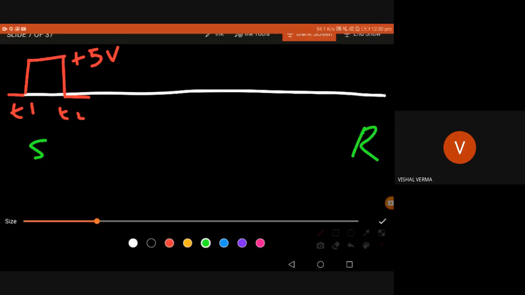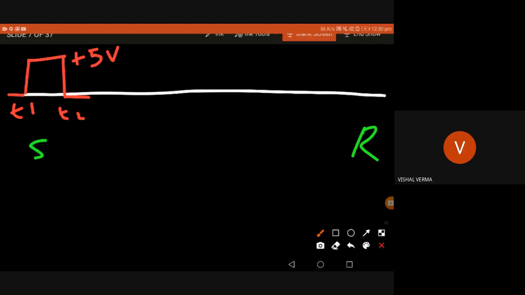Initially I'm giving a voltage of plus 5 volt. The input signal is plus 5 volt. This is T1, this is T2. But as it travels a long distance, this is the sending side and this is the receiver side. So let's see what happens on the receiver side. Let's see the signal. The receiver side signal is like this. You can see where T1 is and T2 is like this.